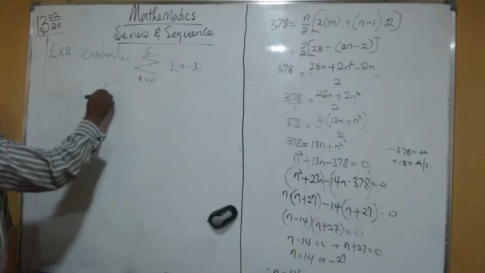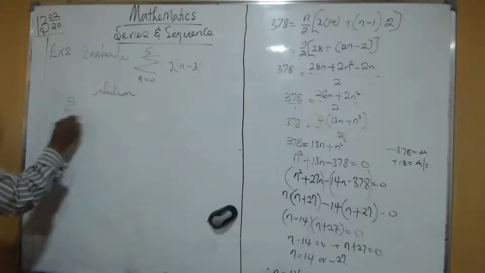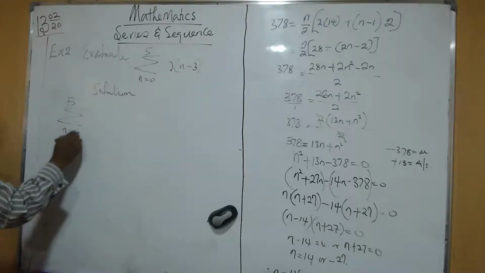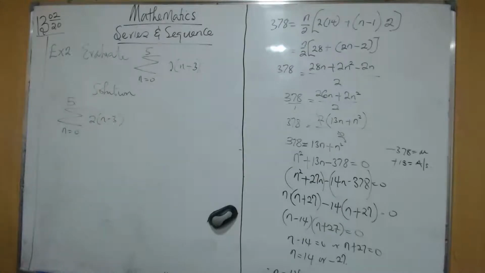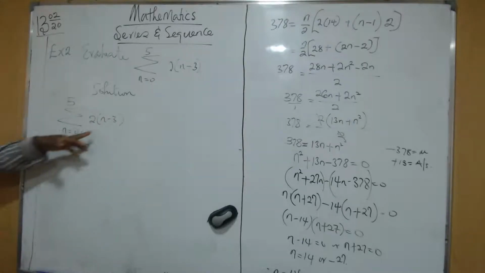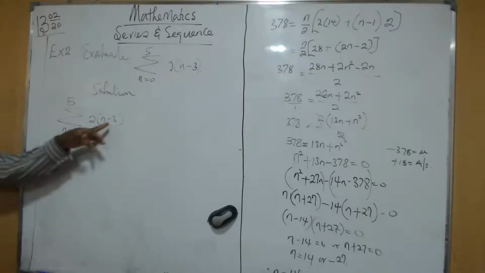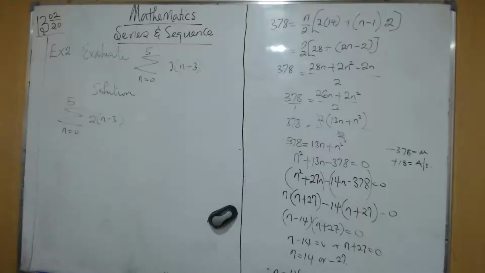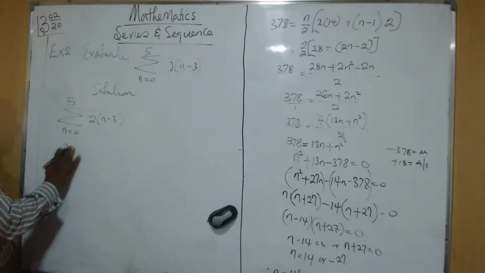Solution. We have 5 summation, N equals to 0, 2 bracket N minus 3. What this means is that here we have the value of 3. The value of N determines the number of terms we add to go. How do I mean? Here we have 2 into bracket, here we have 3.